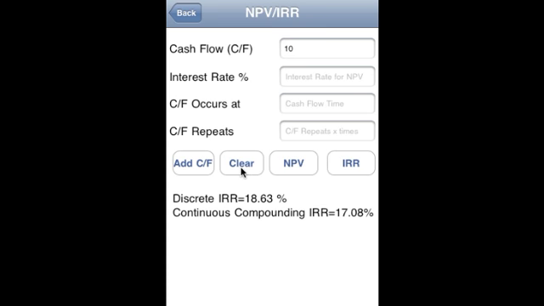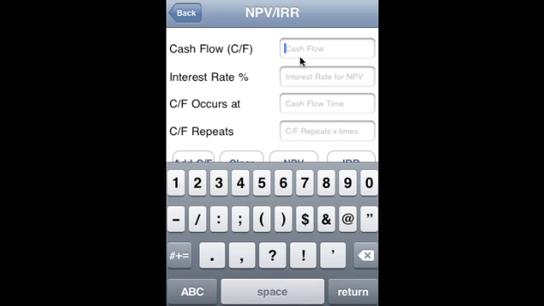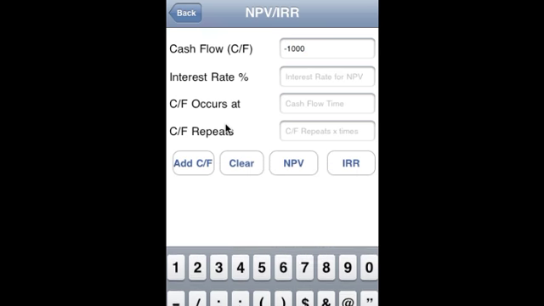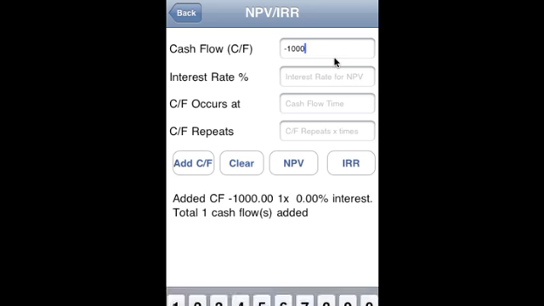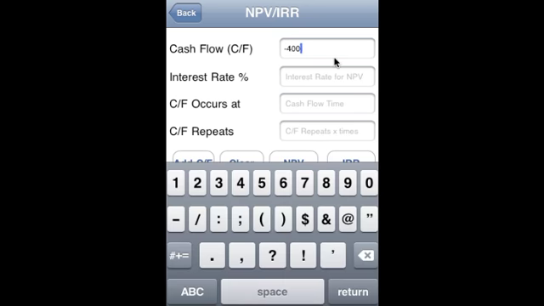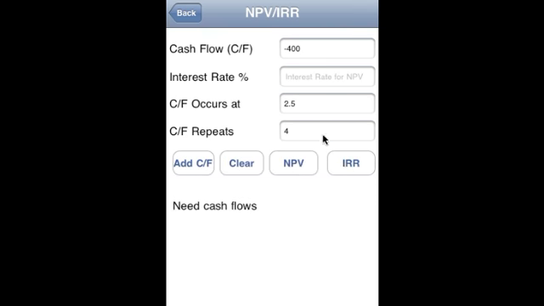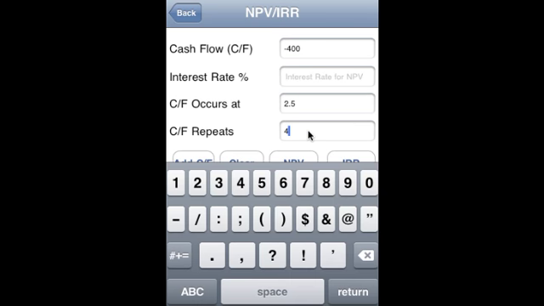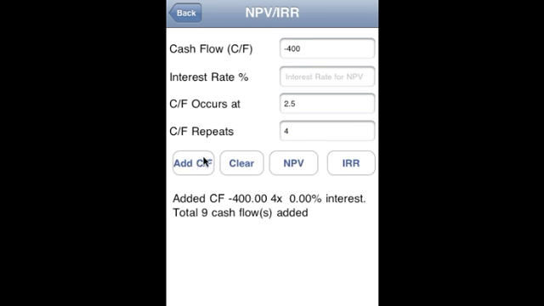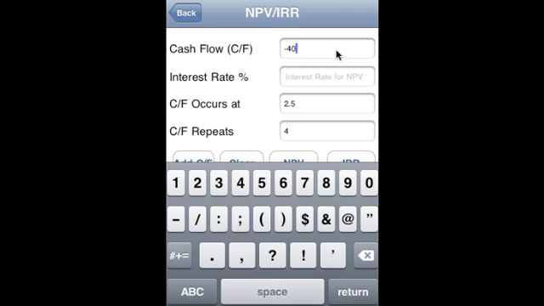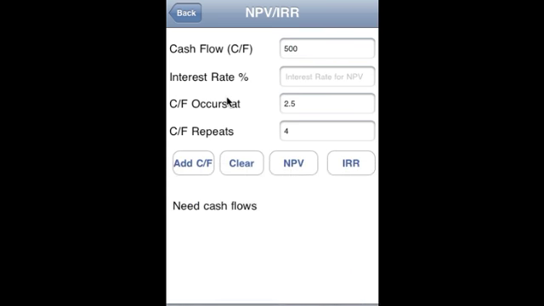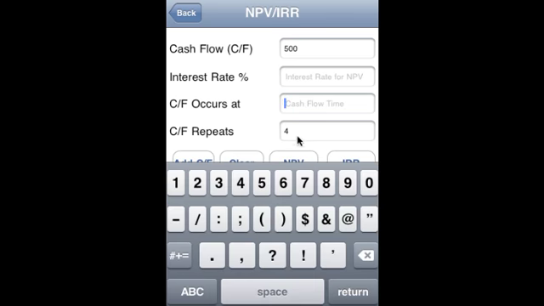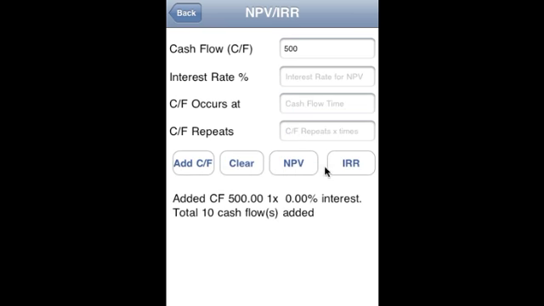So let me go through an example where the cash flow starts at odd periods for IRR. Minus 1000 starts at, we added that. Minus 400 starts at 2.5 and repeats 4 times. So okay, now let's add some more. Okay, we need a positive cash flow in this case. Let's see. Okay, see if it works out.